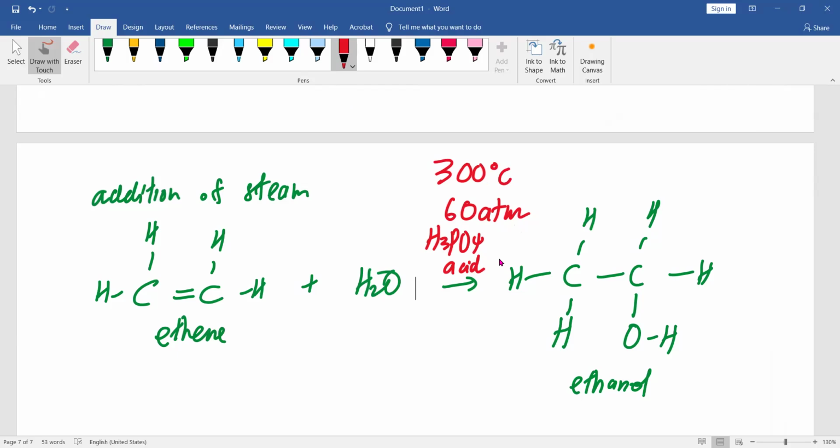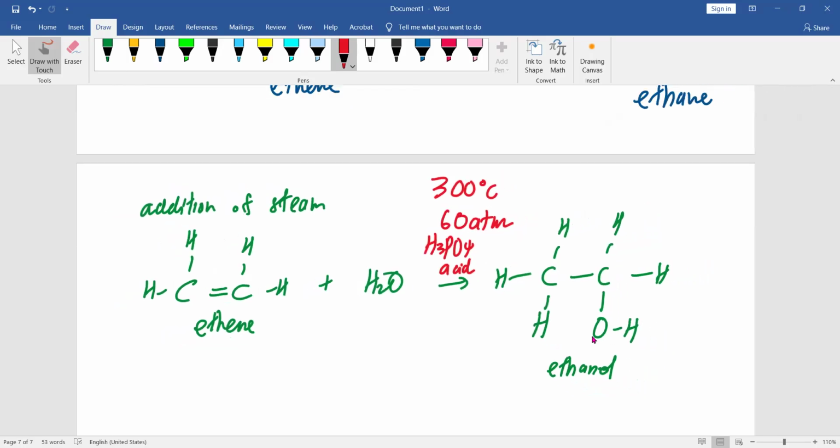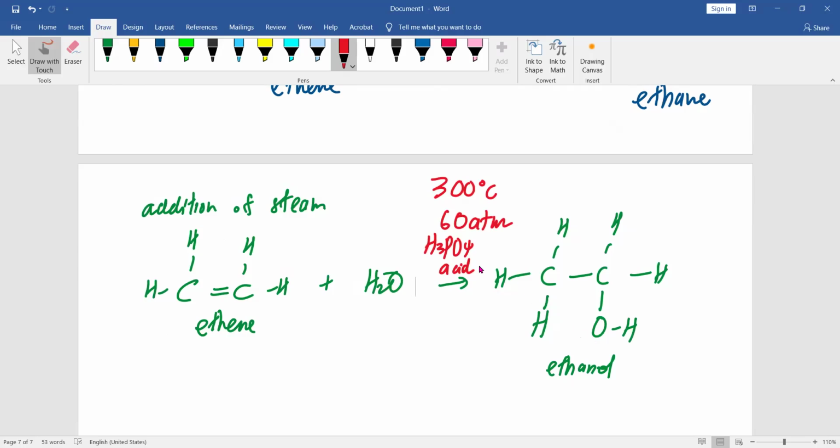I misunderstood. I thought it becomes adding. No. Addition has only one product. I add inside, there's no other product, just one product. Can you understand this part? This one you must remember the conditions. They always ask you this question. 300 degrees Celsius, 60 atmosphere, and phosphoric acid.